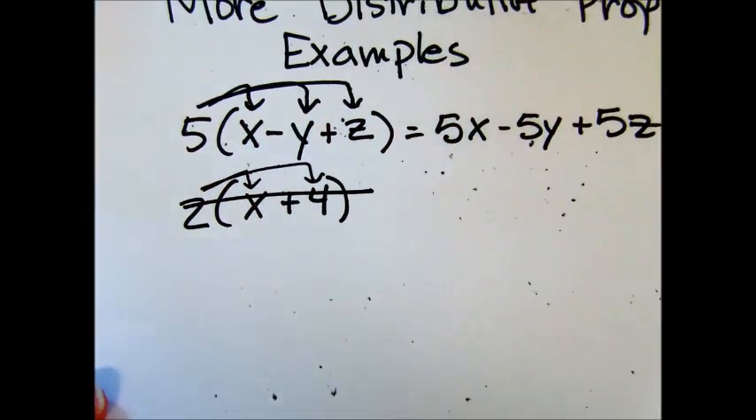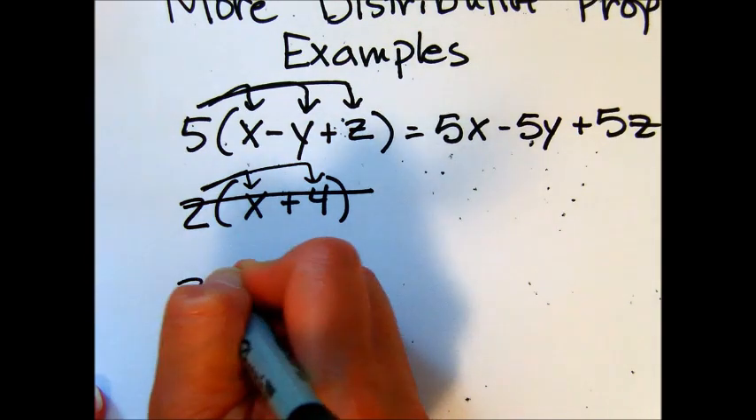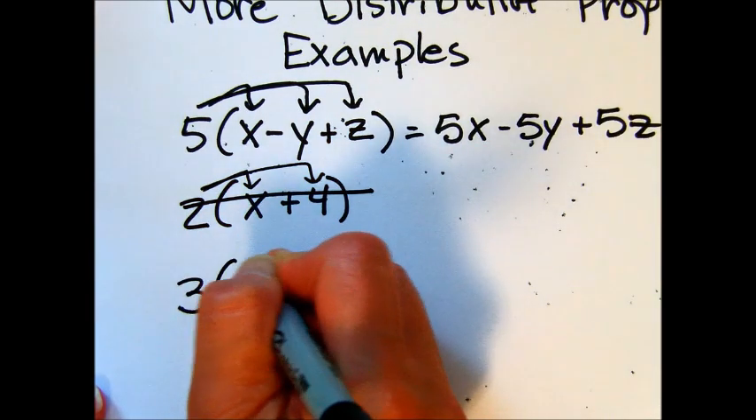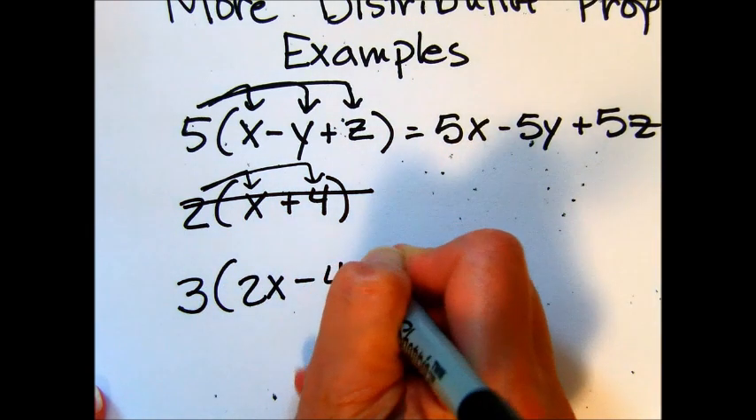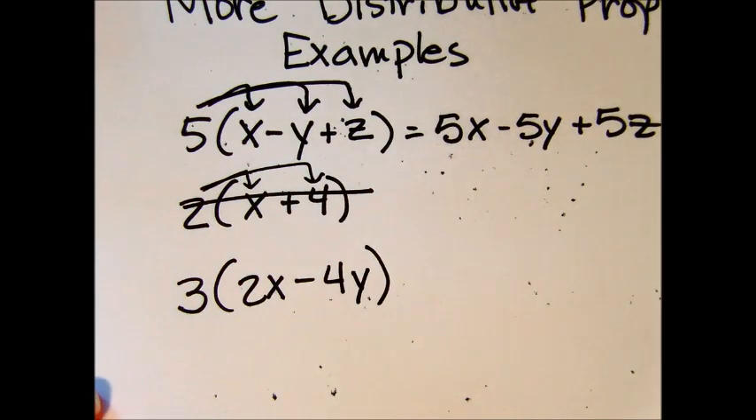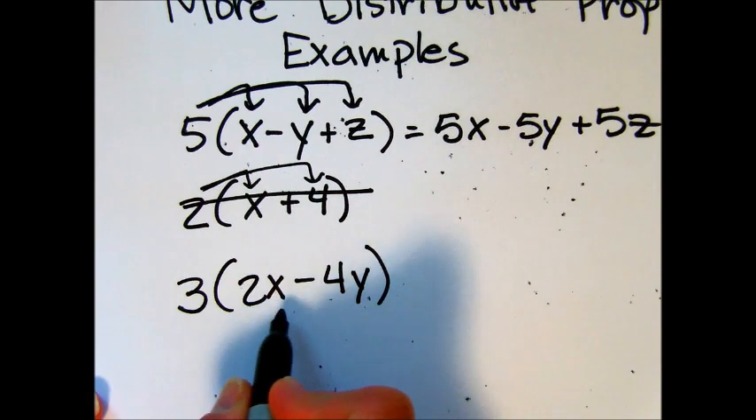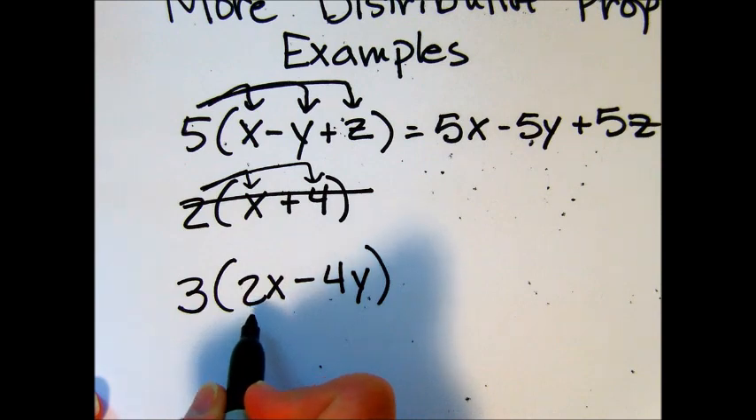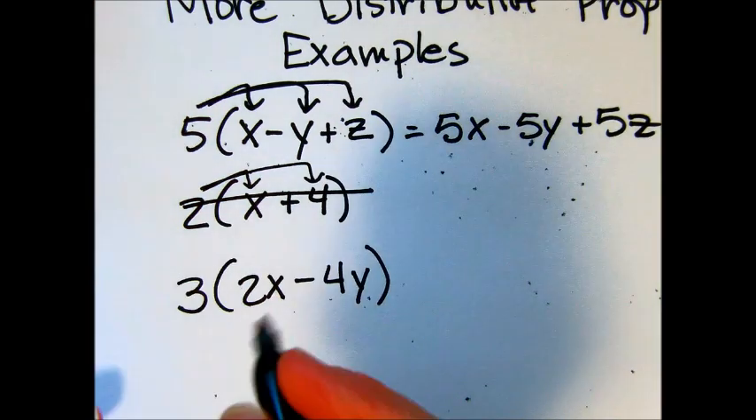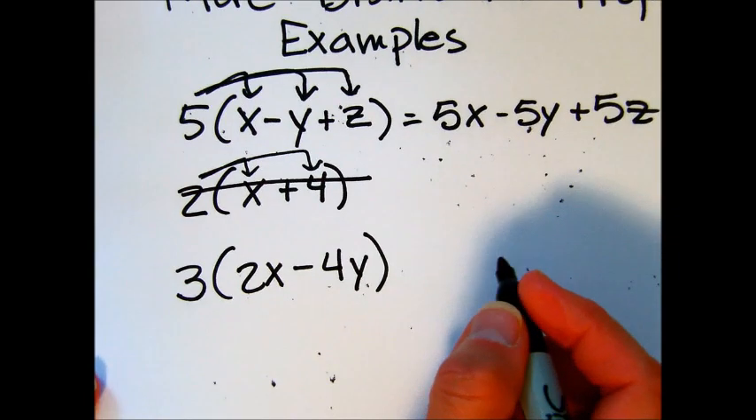Now, another example is something like this. Say we have 3 times the quantity of 2x minus 4y. What's different about this one is that these terms are made up of variables that have coefficients. So coefficient is a number that is multiplied to a variable, and they're kind of stuck together. So the 2 is called the coefficient, and of course the x is the variable.